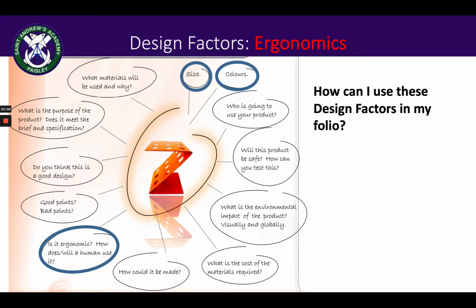Now, when it comes to your folios, if you want to talk about ergonomics, you can talk about the size of the product. Okay, how will that interact with the human body? Or you can maybe start to talk about the colours of your product. Why have you chosen this bit to be a certain colour? You know, if you're making a lid, why? How do people know that that's a lid? Is the lid a different colour from the base? There's loads of ways that you can incorporate that design factor into your folios.